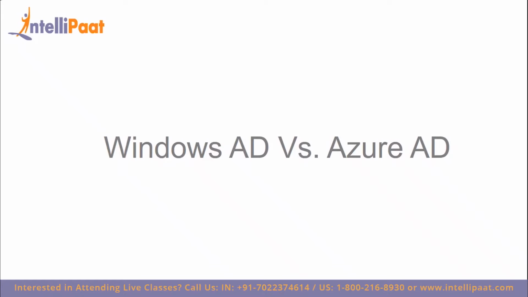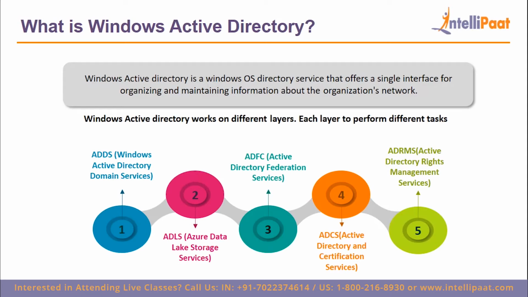But before that, let us see what Windows AD is in official definition terms, right? Windows Active Directory is a Windows operating system directory service that offers a single interface for organizing and maintaining information about the organization's network. Now, I've already told you one major drawback because of which Microsoft had to come up with another Active Directory service, but there is so much more than that. To learn how Azure Active Directory works differently from Windows Active Directory, we will first have to see how Windows Active Directory works, right?